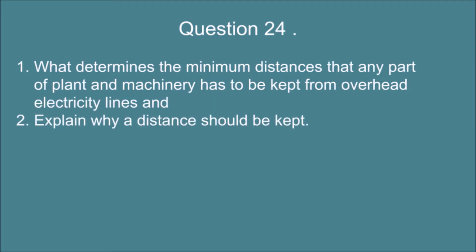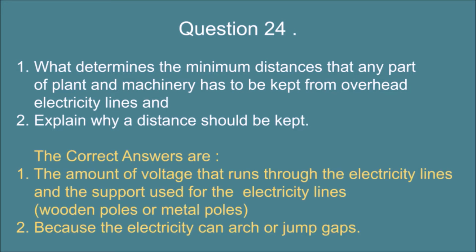Question 24. 1. What determines the minimum distances that any part of plant and machinery has to be kept from overhead electricity lines? 2. Explain why a distance should be kept. The correct answers are, 1. The amount of voltage that runs through the electricity lines and the support used for the electricity lines, wooden poles or metal poles. 2. Because the electricity can arc or jump gaps.